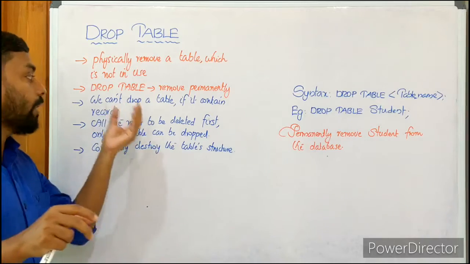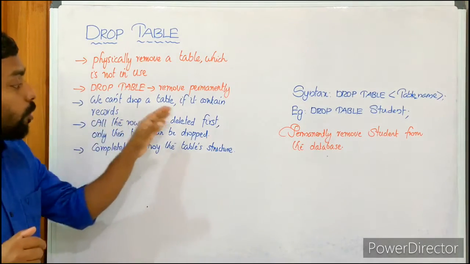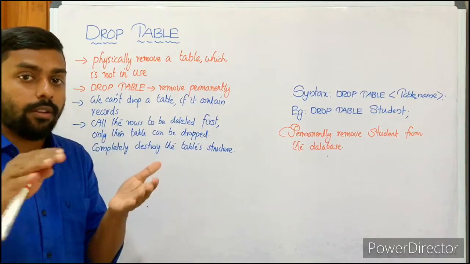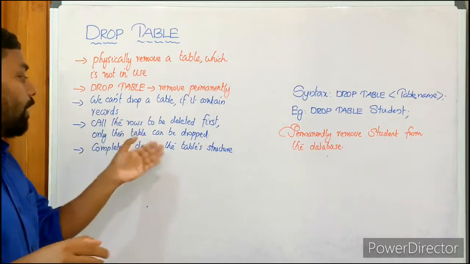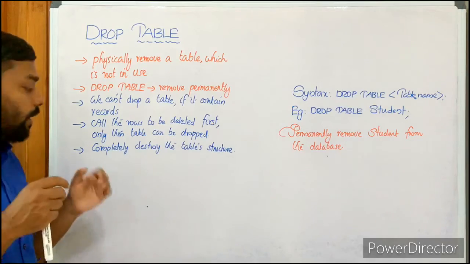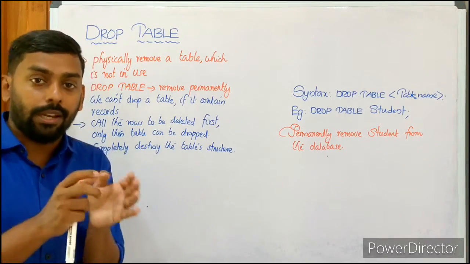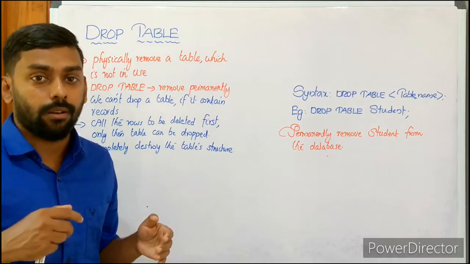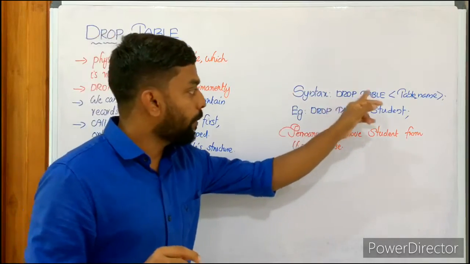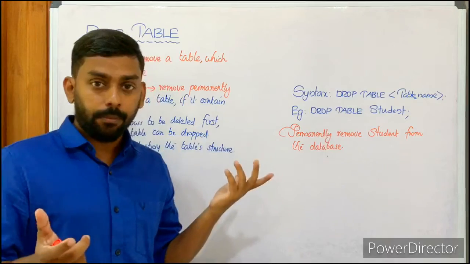Always keep in mind, we cannot drop a table if it contains values, and all the rows have to be deleted first. All the values located in the rows should be deleted first. Only after that can we apply the drop table command to drop a table. It completely destroys the table's definition from the database. And here is the syntax of the drop table command: drop table, table name. Example, drop table student.